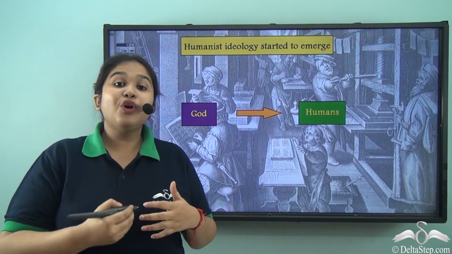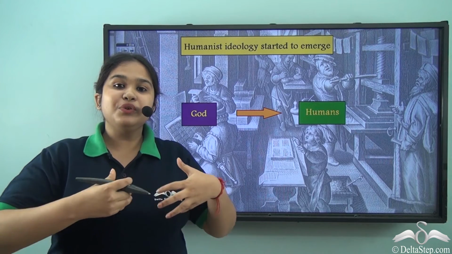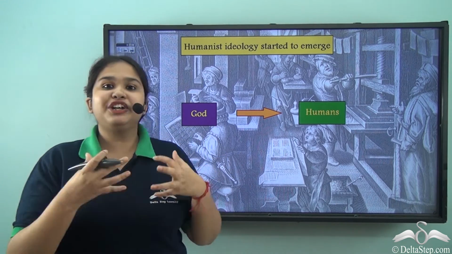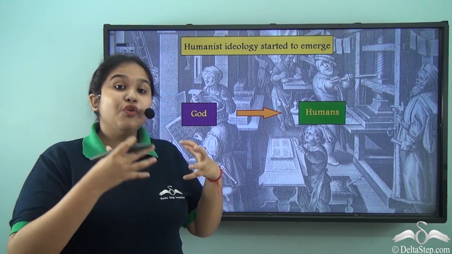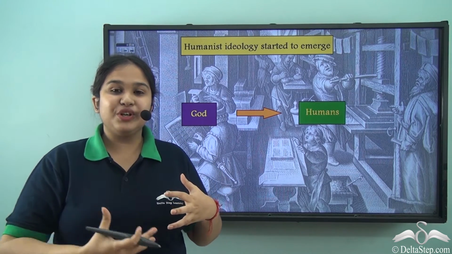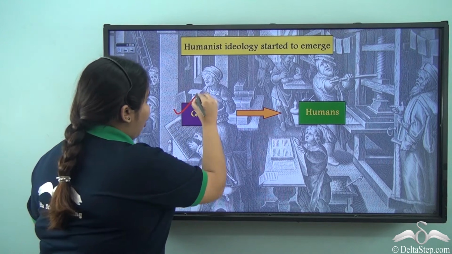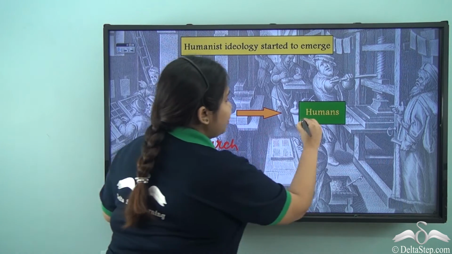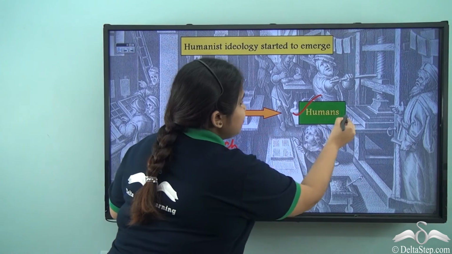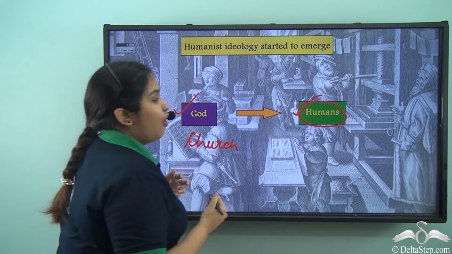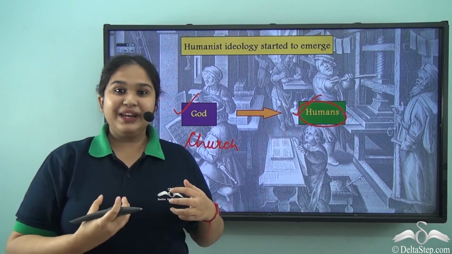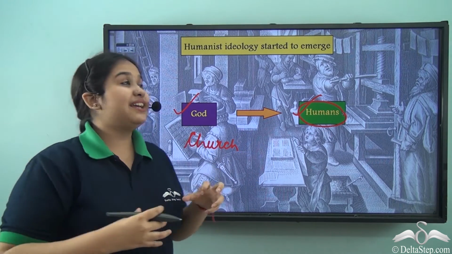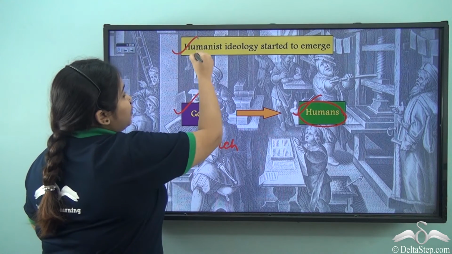And once people got hold of that, they were now gaining the knowledge to question this authoritative power that was the church. So now when people started to question, the focus shifted from God, or in fact we can say church, to humans. Now, humans became the center of every discussion. Okay? So, from this very fact, we come upon the idea of the humanist ideology.